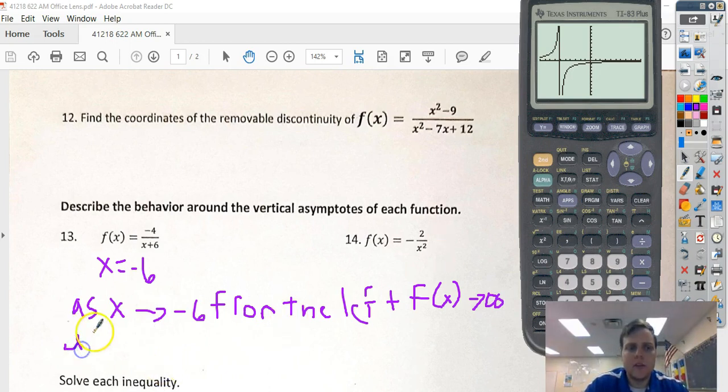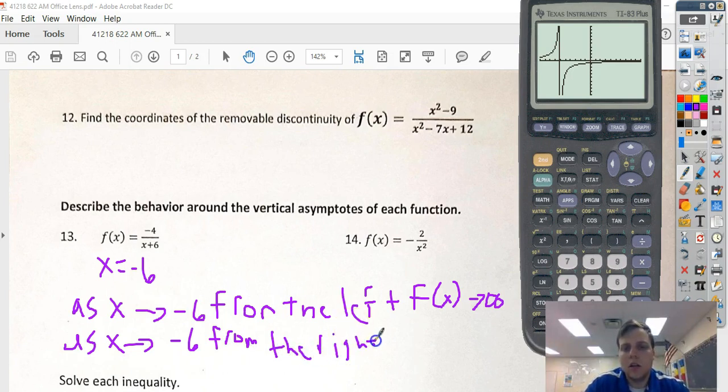Okay, now we're going to ask the same question. But instead, as x approaches negative 6 from the right, what is f of x doing? In other words, what is y doing? We'll look at the graph. What is y doing? Y is going down. So that's negative infinity. Bam! That's our answer. That's all it wants. Describe the behavior around the vertical asymptote. That's all it wants you to do.